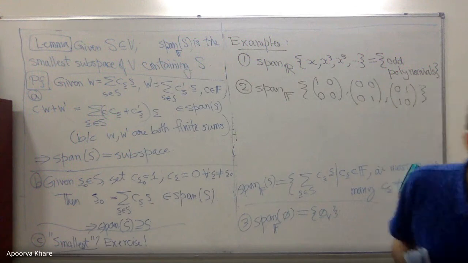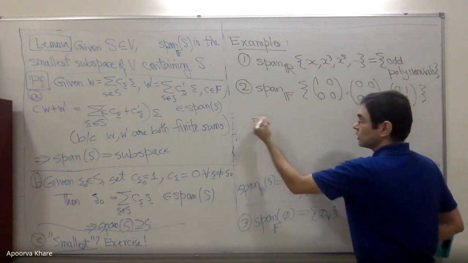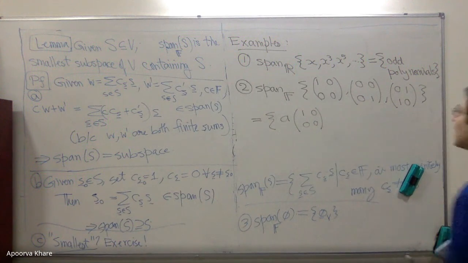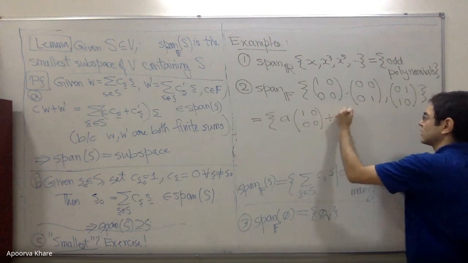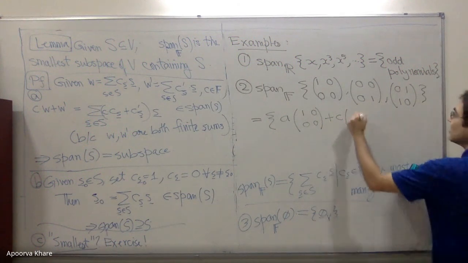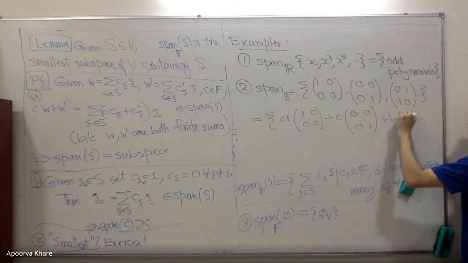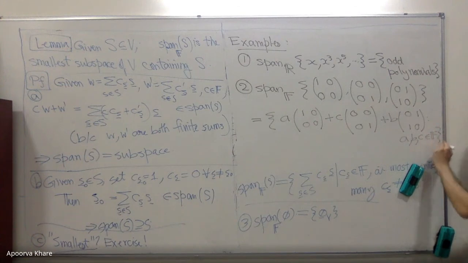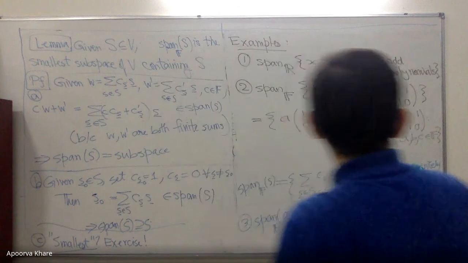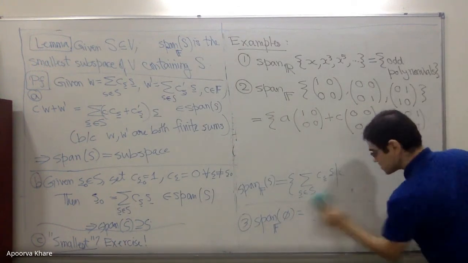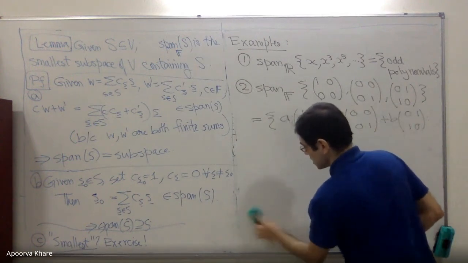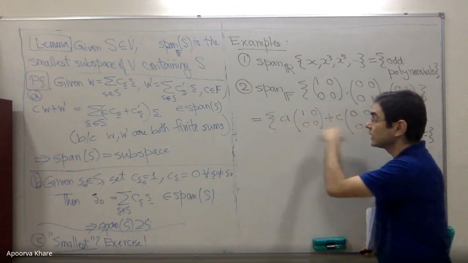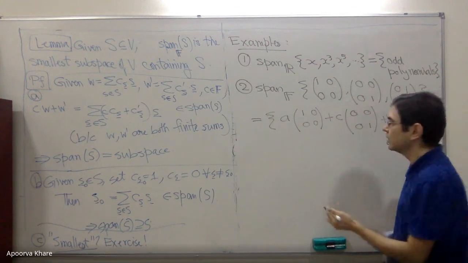And for those of you who just want to enjoy the show, what is this? Let's actually prove this. This is equal to A times the first matrix, plus B times the third matrix, plus C times the second matrix, such that A, B, and C are scalars. This is literally the set of all possible linear combinations.